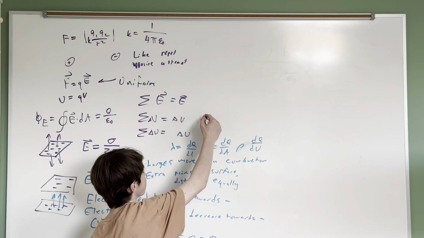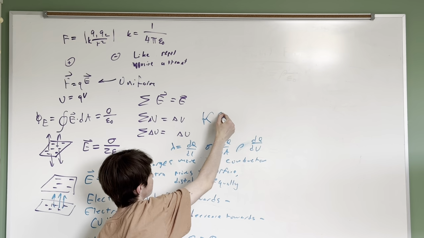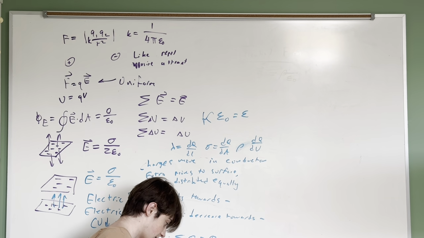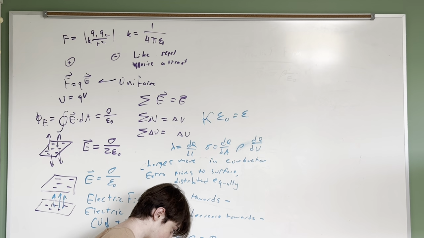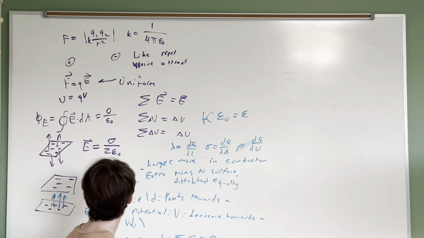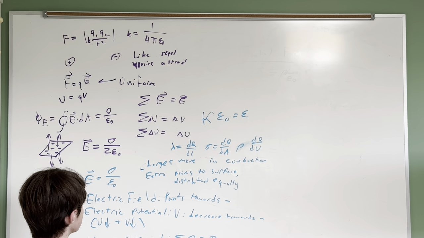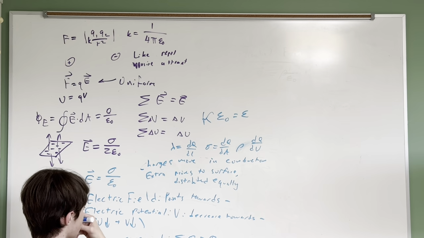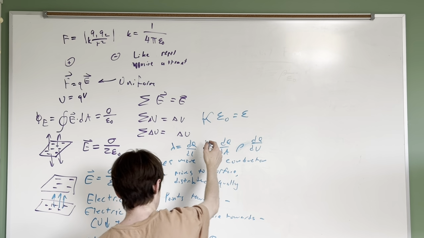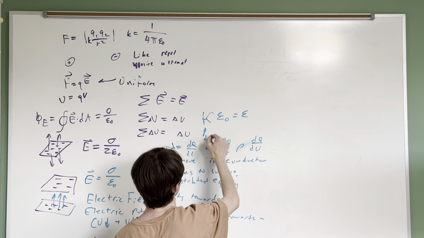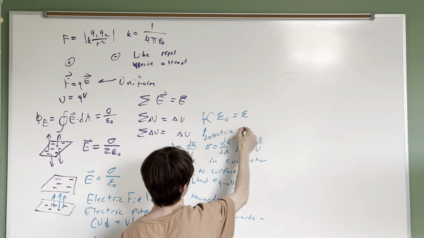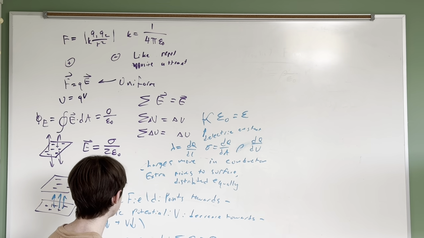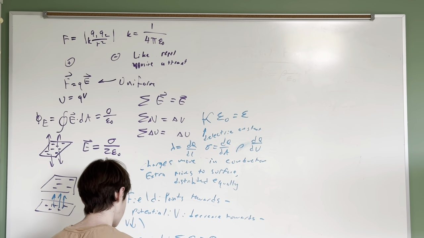Alright, then we have kappa times epsilon naught is equal to epsilon. That's the permittivity, the relative permittivity. Is it the dielectric constant? That's the relative dielectric constant. Is that not on the equation sheet? I don't think it is. Not really important. I don't think that comes up. It kind of does.